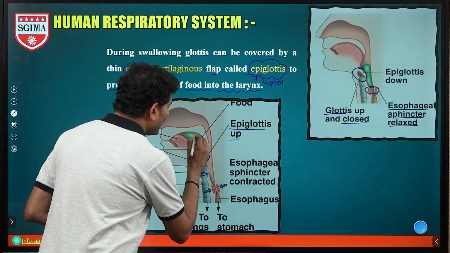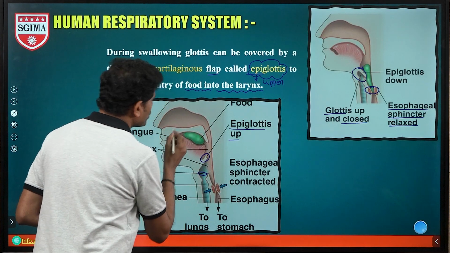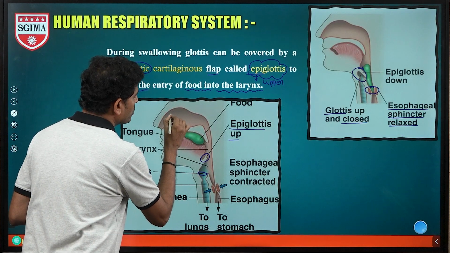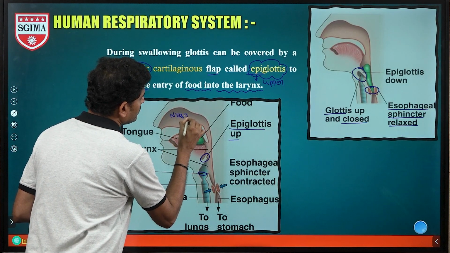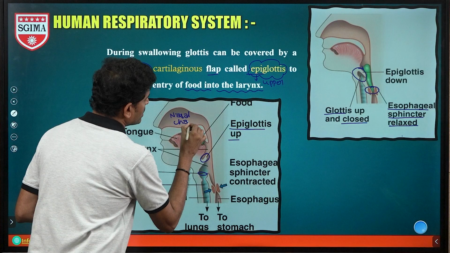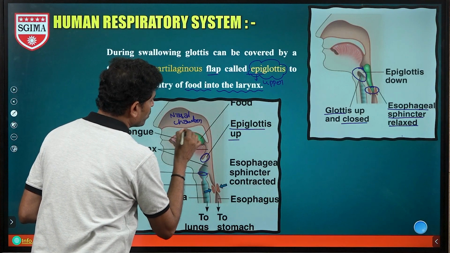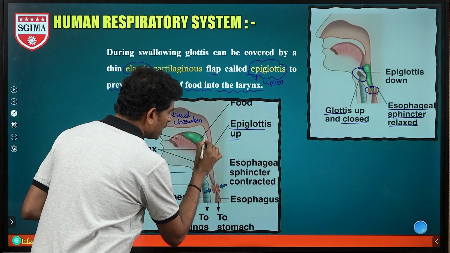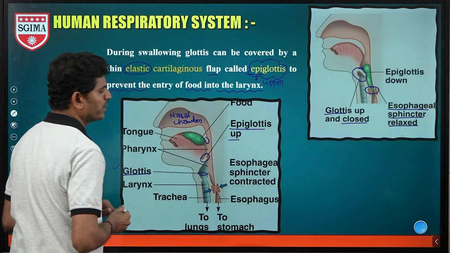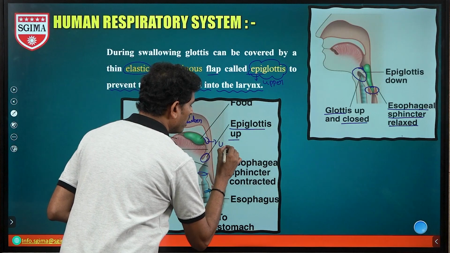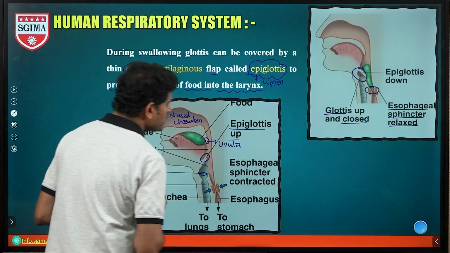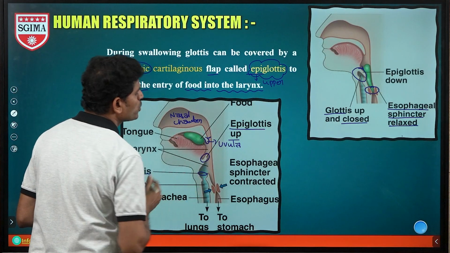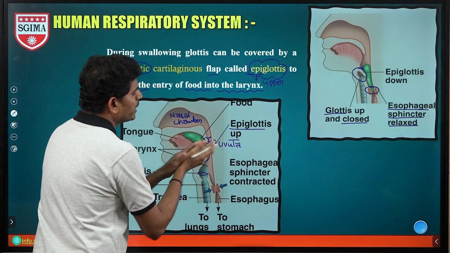And one more thing here: at the end is the palate, which separates the nasal chamber and the buccal chamber. This is the nasal chamber. The palate separates the nasal chamber and buccal chamber, and the end portion of the palate is like a small grape, which is called the uvula. This uvula closes the connection between the nasal chamber and pharynx.